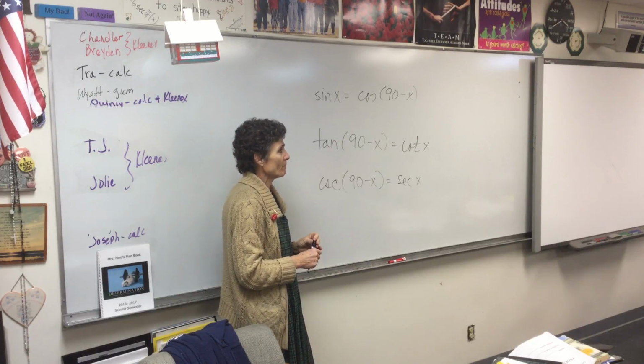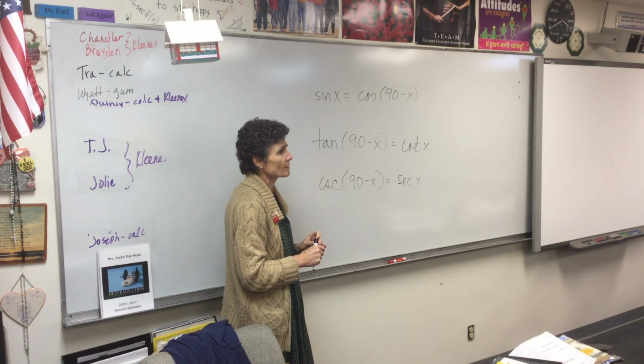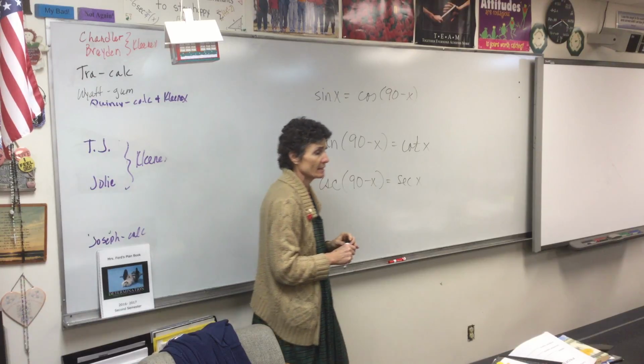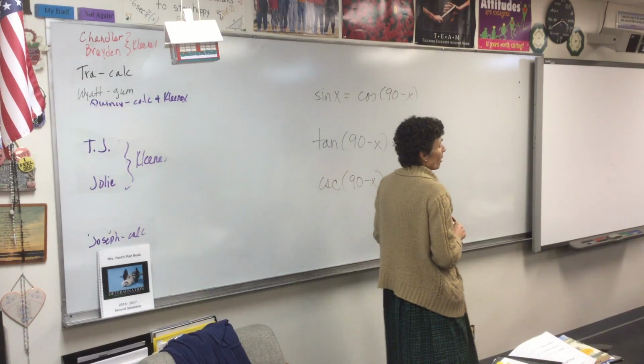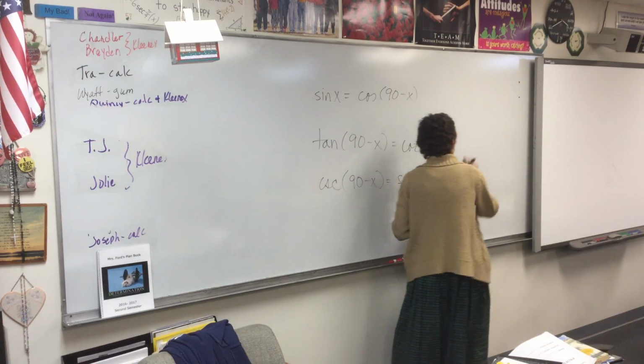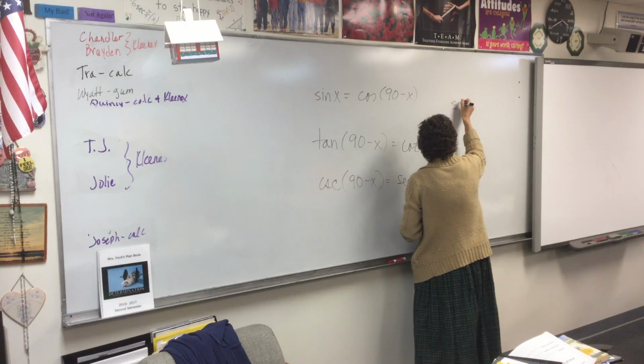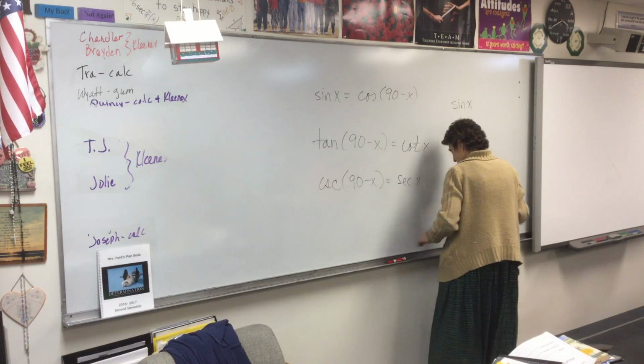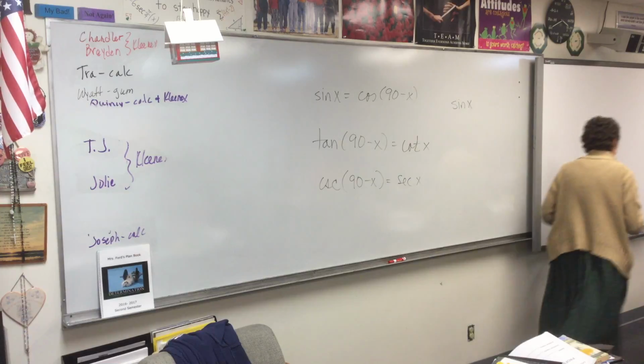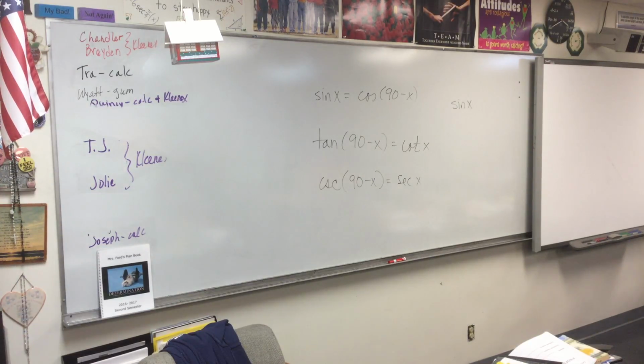Then there is a group of identities called the quotient identities. These are hugely important. Tangent is sine over cosine.